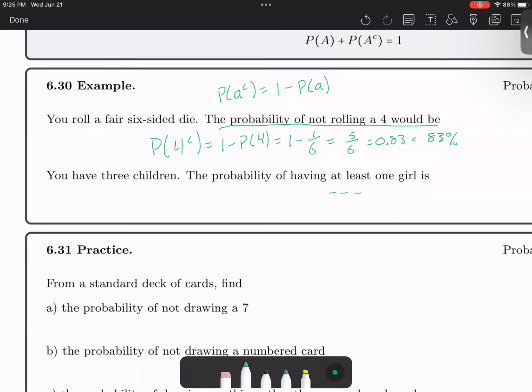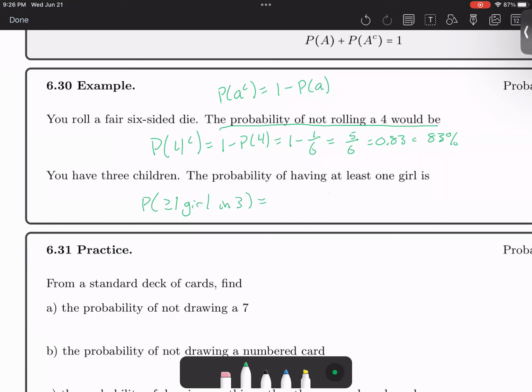In fact, that's, no, which one are we looking for? The probability of having at least one. So I don't want to have to add up all of those different probabilities. It's a lot easier to use this complement. The probability of having at least one, right? So greater than or equal to 1 girl in 3.